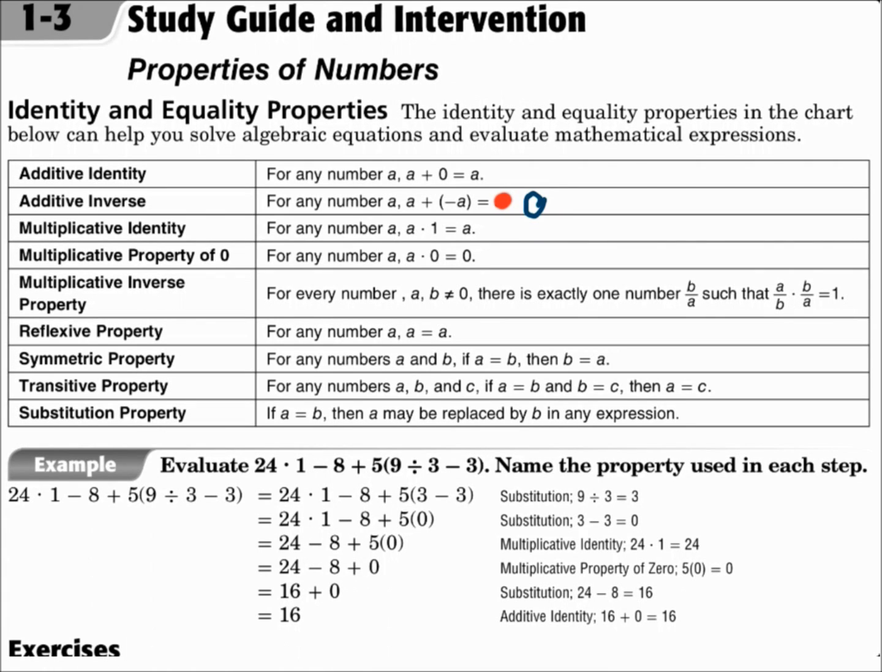Multiplicative identity. For any number a, a times 1 equals a. Negative 2 times 1 equals negative 2. Multiplying by 1 does not change it. It stays identical. Multiplicative property of 0. For any number a, a times 0 equals 0. 3 times 0 equals 0. When you multiply by 0, the answer is 0.